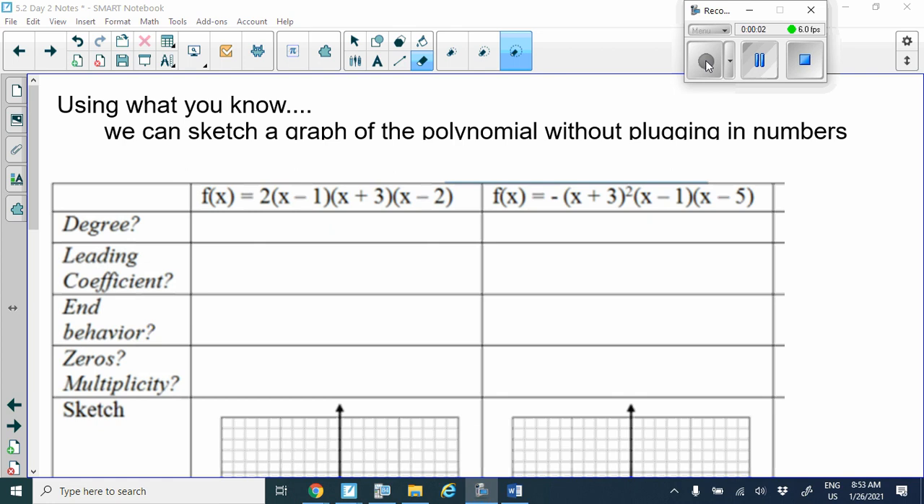Hey guys, so here is part 2 of the 5.2 day 2 notes. We're going to now combine the idea of finding degree and leading coefficient, multiplicity, our zeros, all that information so we can sketch the graph of a polynomial function. Now before we sketch, I do want to just summarize some of the information we have learned so far in 5.2.